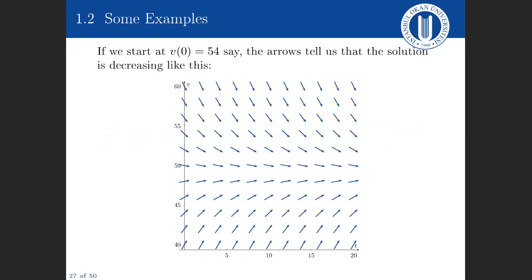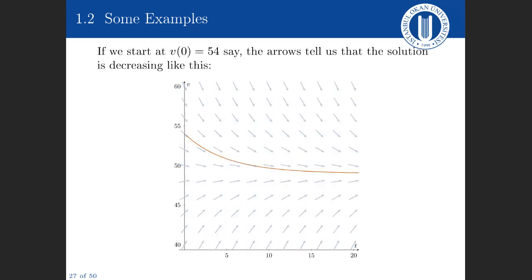Let's suppose we start at, say, 54. Then the arrows tell us what a solution looks like. I'm going to start just here. The arrow says the solution goes downwards. So we can draw a little bit of solution. And then we get to the next arrow. The arrow says it goes down, but it's a bit slower, and so on. When we get down to 50, again, the arrow says we're going down, but now we're going down very, very slowly. So just from following the ways that the arrows are pointing, I expect the graph of the solution to look something like this. And in fact, if I use a computer to plot the true solution, it looks like this.